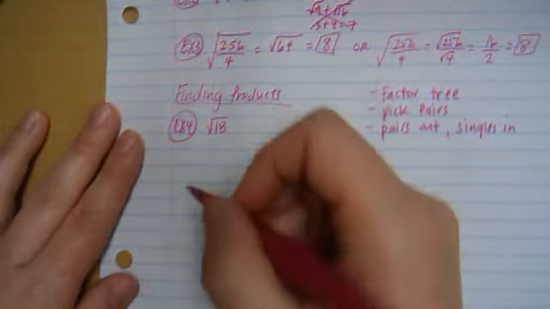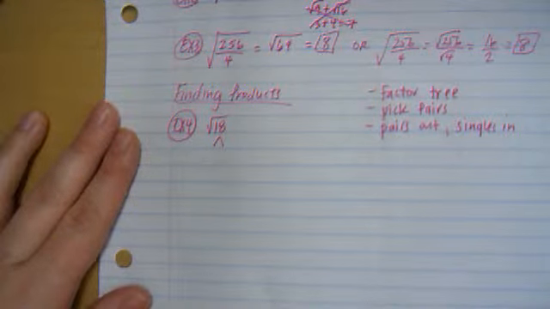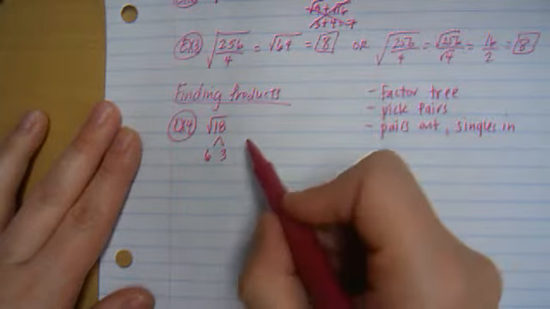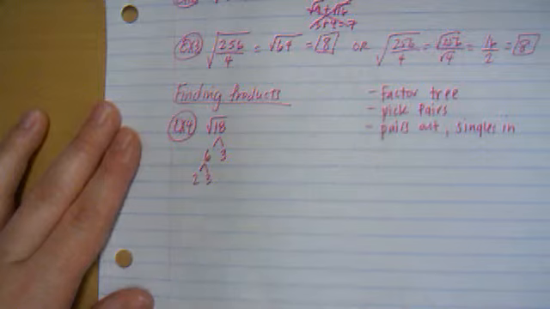Okay, so let's look at this example so you can understand what that is. So I'm finding factors of 18. Okay, well 6 times 3 is 18. So 3 can't go any further, but the 6 can be broken down to 2 times 3.